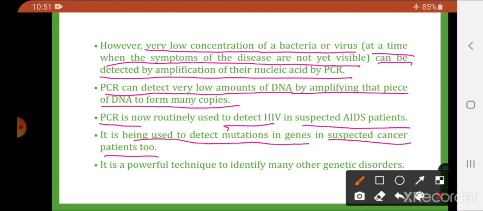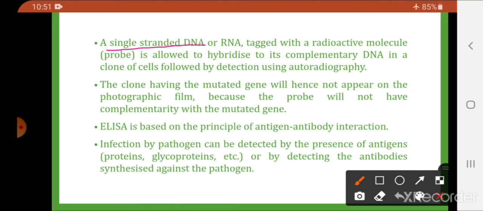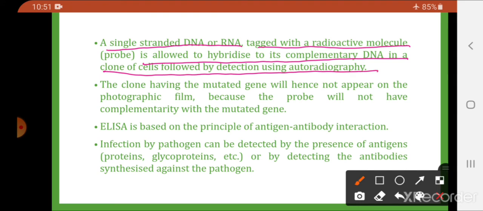It is used in the detection of HIV. It is also used in the detection of the cancer. It is a powerful technique to identify many other genetic disorders. A single-stranded DNA or RNA tagged with a radioactive molecule is allowed to hybridize to its complementary DNA in a clone of cells followed by the detection using autoradiography.